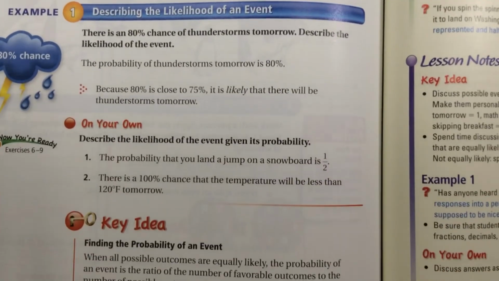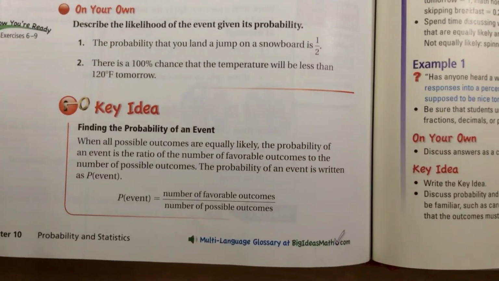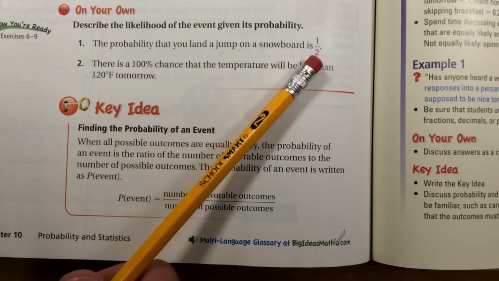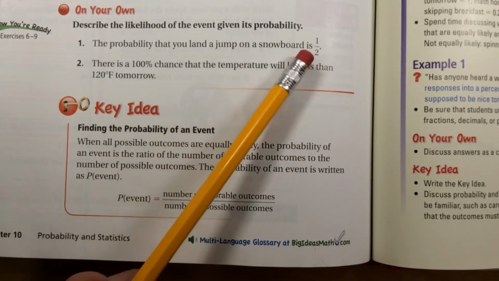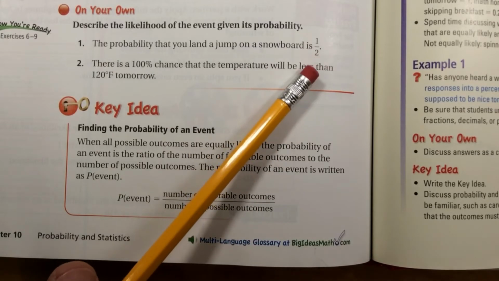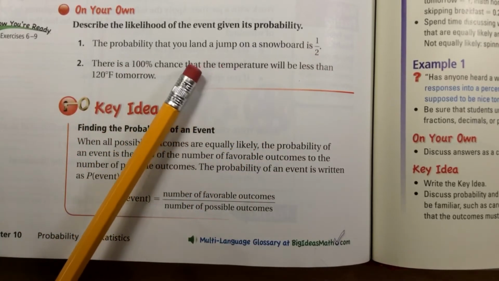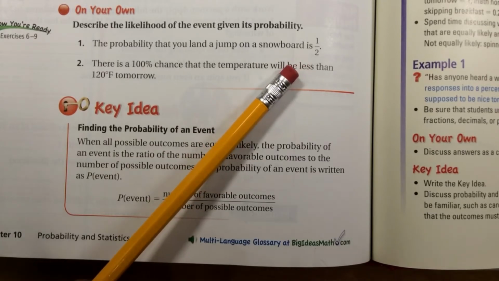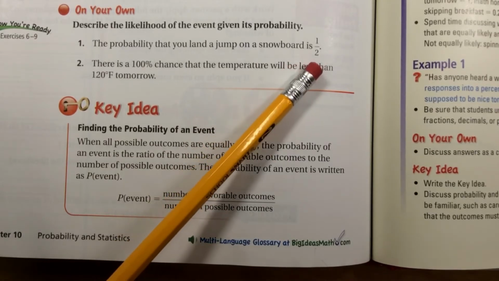Okay, back down here, on your own. The probability that you land a jump on a snowboard is 1/2. Now, that's not the actual likelihood for me. The probability I land a jump on a snowboard is 0 out of 2, okay? It would be impossible. I don't know how to snowboard.